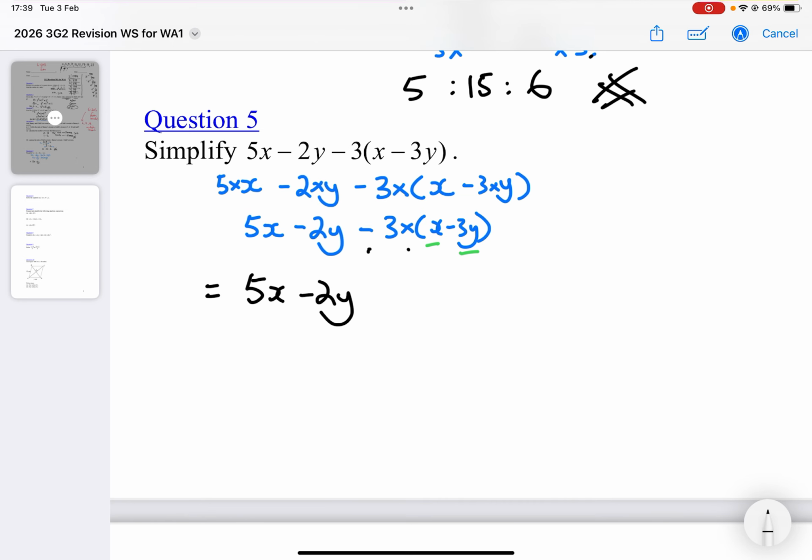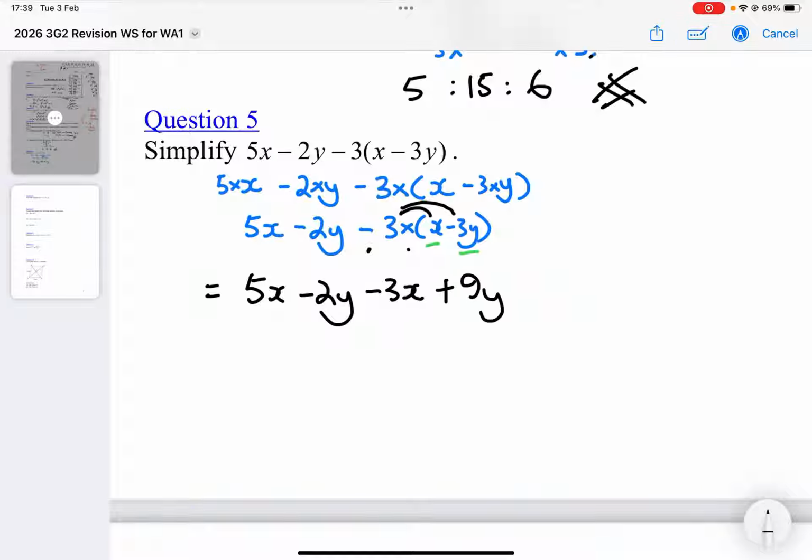So 3 times x is 3x. Then I am minusing 3x, so I will have minus 3x. Then the multiplication comes first, so 3 times negative 3y is negative 9y. So when I have negative 9y already, then I am actually minusing negative 9y. Minus negative 9y, that's why it changes to plus 9y.